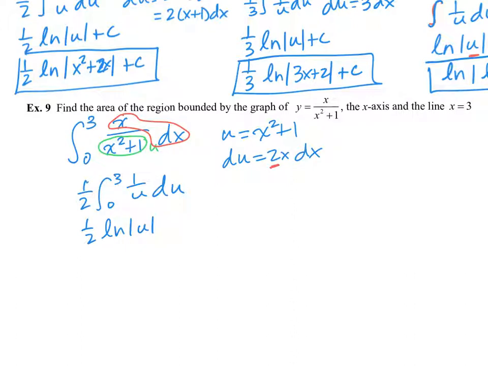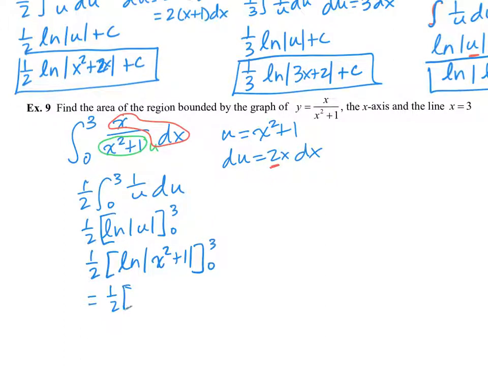Now this is a definite integral, so we'll use the first fundamental theorem of calculus to evaluate that antiderivative from 0 to 3. But first let's go back and back substitute. Let's replace u with x squared plus 1. All right, so now that's going to be equal to 1/2, and we're integrating from 0 to 3. So let's start by replacing x with 3. So we'd have the natural log of the absolute value of 3 squared plus 1 minus the natural log of the absolute value of 0 squared plus 1.